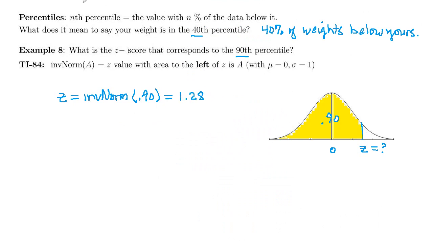So right here, that's not a question mark anymore. If you look at the z-score of 1.28, 90% of the data, or 90% of the area, is to the left of that z-score. So the 90th percentile corresponds to z is 1.28.